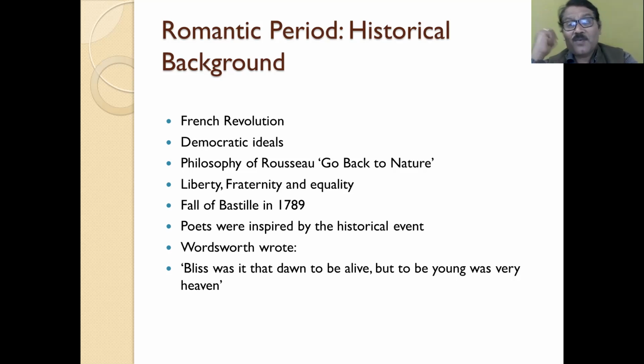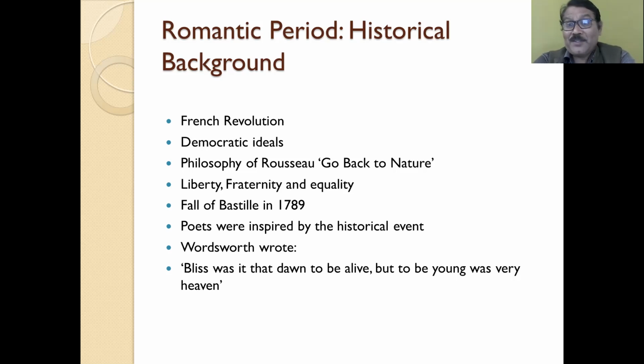You see the French Revolution in 1789, what we see, the fall of Bastille, heralded democratic ideals, and we see the philosophy of Rousseau, go back to nature. The buzzing words of the French Revolution: liberty, fraternity, and equality. And this, in fact, triggered the imagination of romantic poets. Poets were inspired by the historical events.